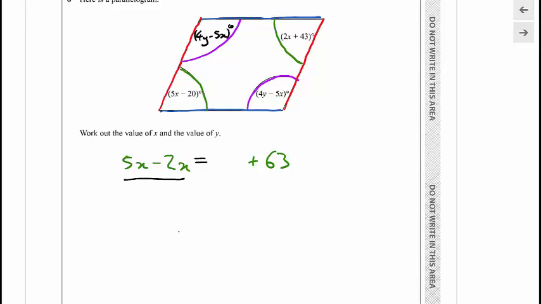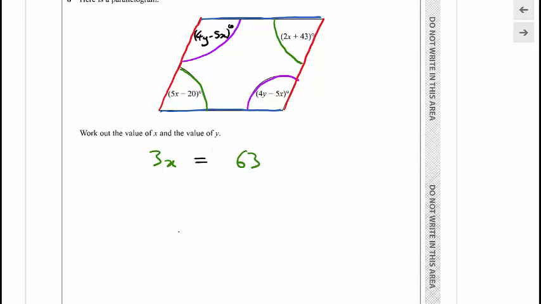Okay, so look at what this is saying then. I've got 5x minus 2x. So I've got 5 xylophones, and I remove 2 xylophones. So how many xylophones am I left with? I'm left with 3 xylophones. So I'm just left with 3x. So I've got 3x is equal to positive 63, or just 3x is equal to 63.